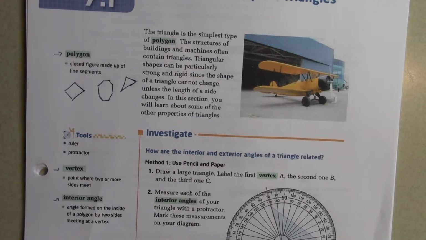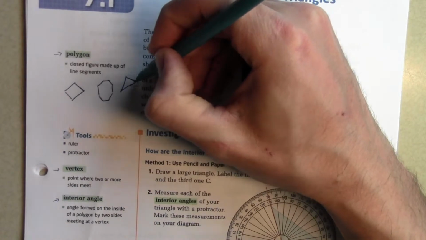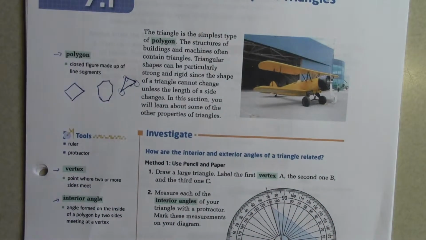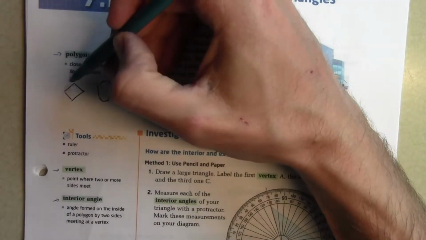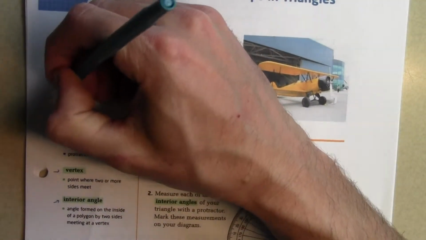Okay, a vertex is a point where two or more sides meet. So it's a point, a triangle therefore would have three vertexes, or they call them vertices in plural. 1, 2, 3. A square would have 4. Rectangle would also have 4. So it's where two line segments meet. That's called a vertex.